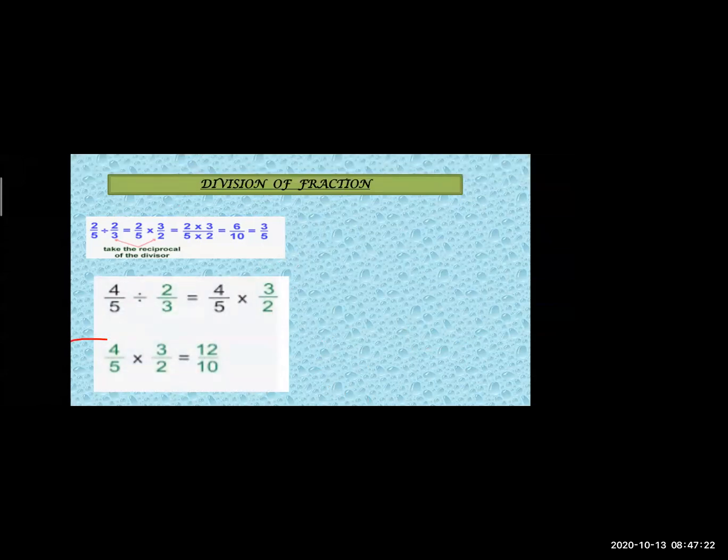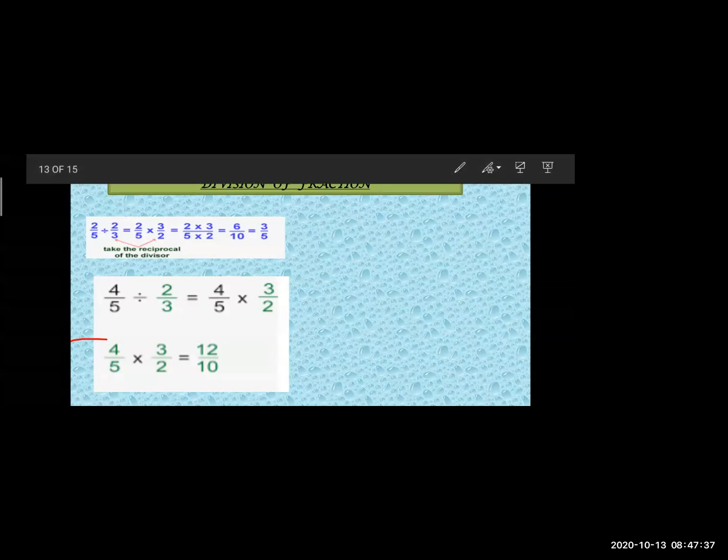See, there is one more sum for you: 4 upon 5 divided by 2 upon 3. So 4 upon 5 remains as it is. The first number, the dividend, is not changed. Only the other one, the divisor, is changed. See, this 2 upon 3 has gone to 3 upon 2.